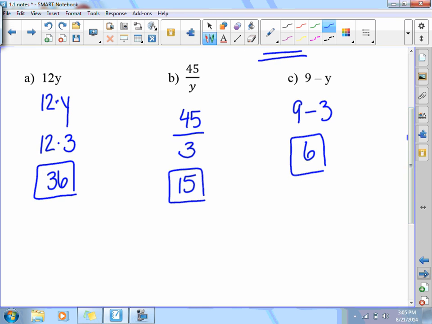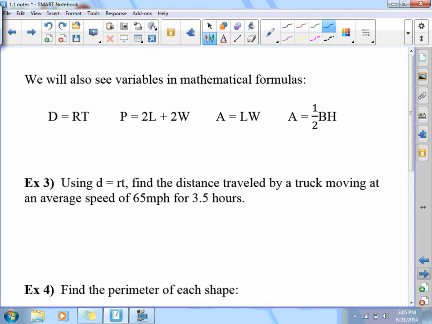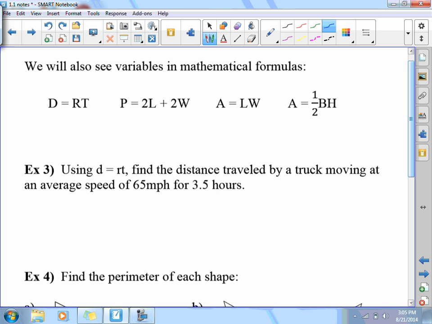Now we're also going to use a lot of math formulas, and here are just 4 examples. We will use more than these. This is just an example. We have distance equals rate times time. You should be familiar with that. This is perimeter equals 2 times the length plus 2 times the width. So that's finding the perimeter of a rectangle or a square. This formula, area equals length times width, that's area of a rectangle or a square. And here we have area again. Area is 1/2 times the base times the height. That's the area of a triangle.